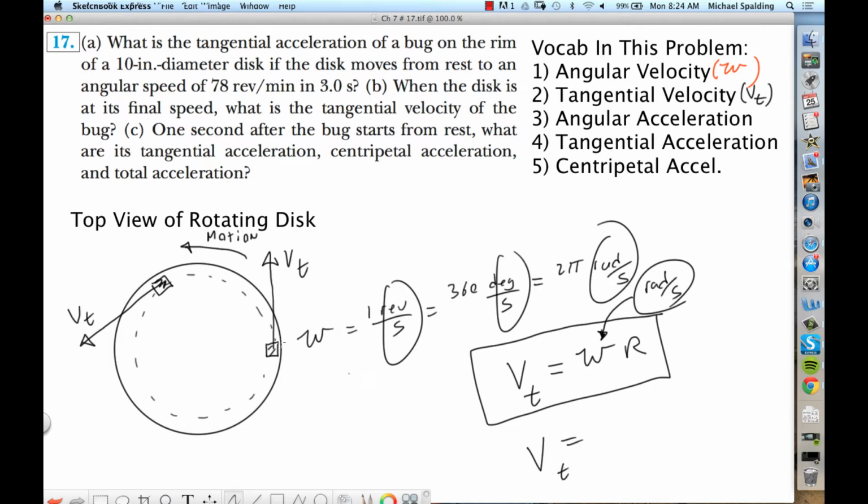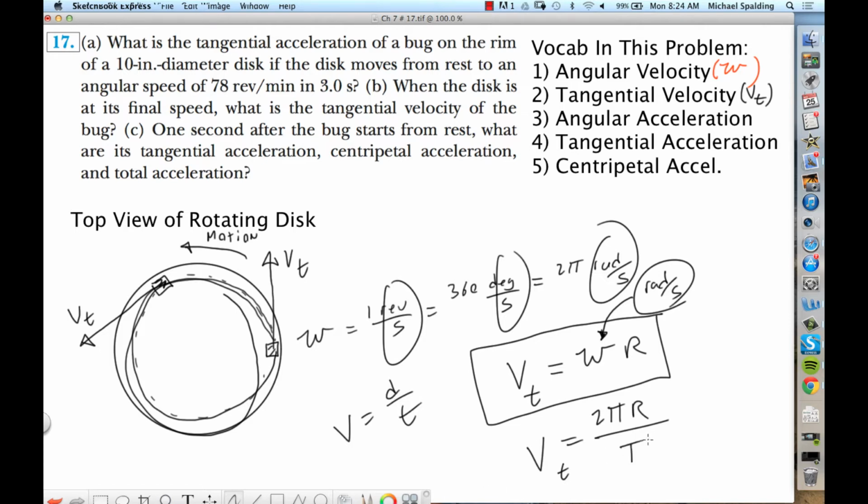Well, if something's going around in a circle like this, what's the distance traveled in one circle? Because velocity is basically distance over time, right? What's the distance around one circle? The circumference, 2 pi r. What do you call the time for one circle? The period. Okay, so basically what you're doing is you're going distance over time. You take the distance for one circle, divide by the time for one circle.